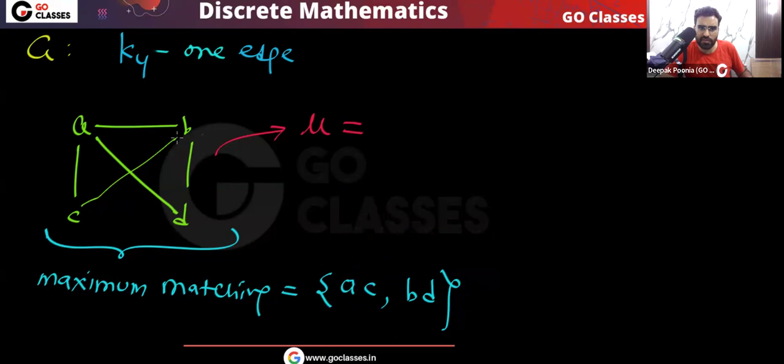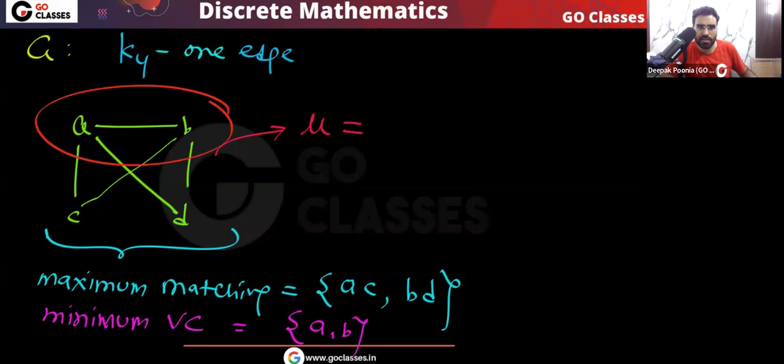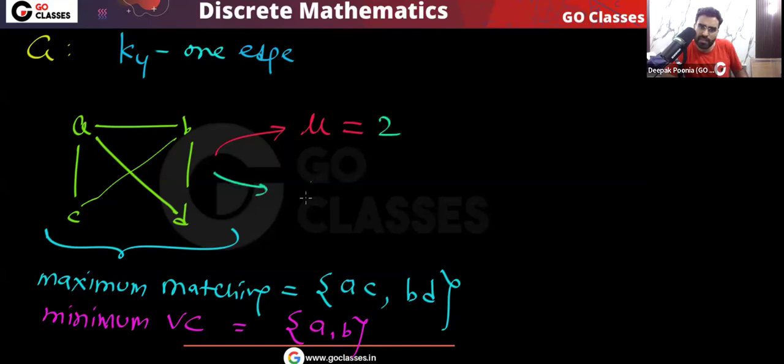And in this graph, what is the minimum vertex cover you can create? You can see this A comma B. Look at this A comma B. They will cover all the edges. Yes or no? These two vertices A comma B are touching all the edges. So the minimum vertex cover, the smallest vertex cover, is A comma B. So the size of maximum matching is 2, and the size of minimum vertex cover is 2. So here you can see that mu is equal to beta.